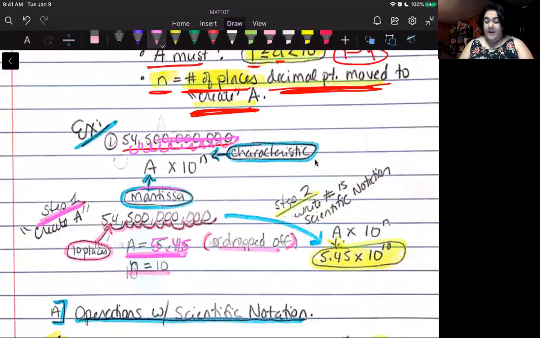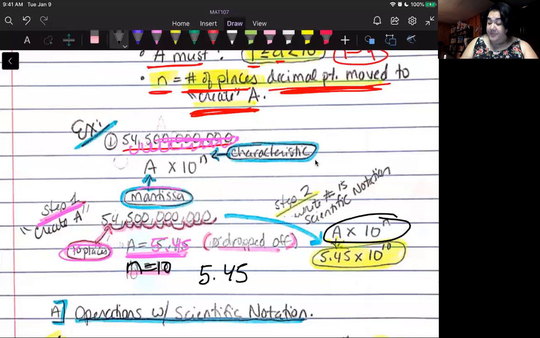Now, when I did my moving, I counted and I have moved it 10 places. This is important because now I know that my N, or the power of 10, is going to be equal to 10. So now that I've created my A and I know what my N is, I'm ready to write it in scientific notation using the format. My A is 5.45 times 10, and my N is 10. So times 10 to the N, and there it is.